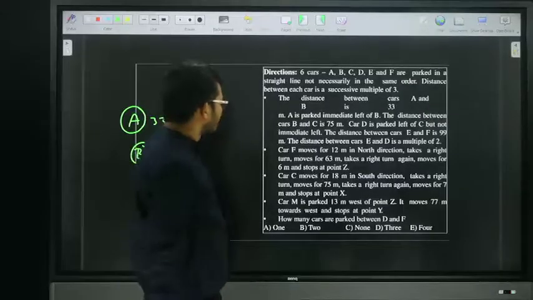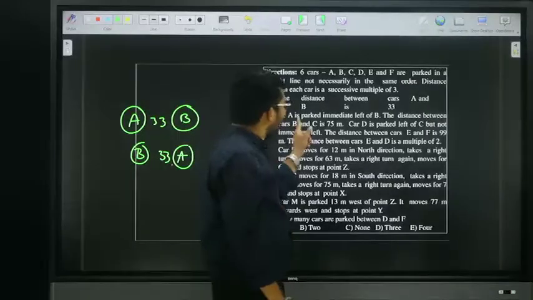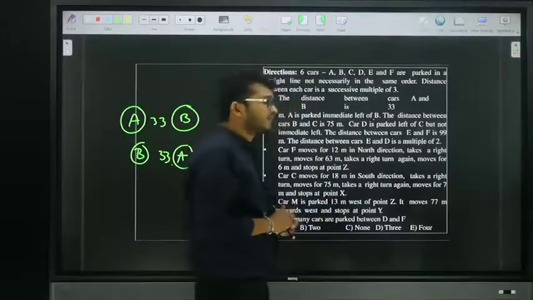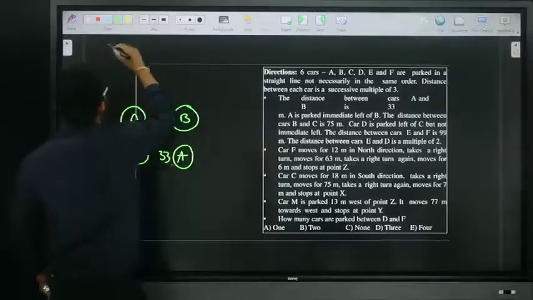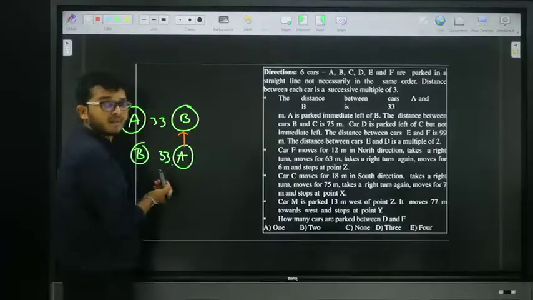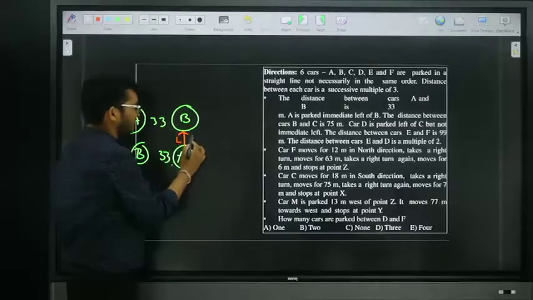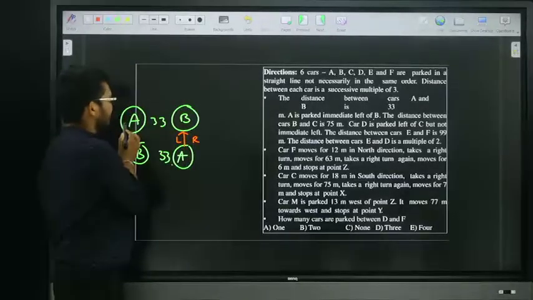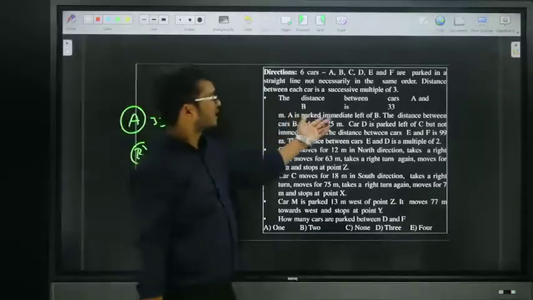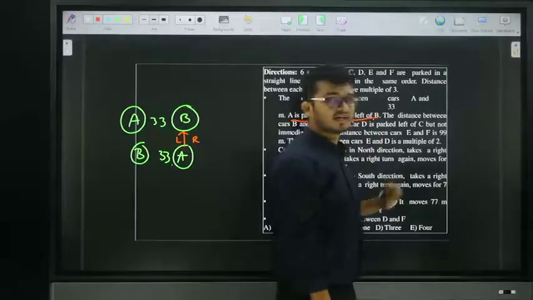Friends, next point is one. Car A is parked immediate left of car B. By default, all cars are facing north. All are facing north means for B, left hand is one side, right hand is the other. Now in this case, car A is parked immediate left of car B.